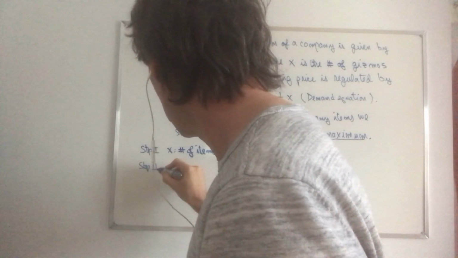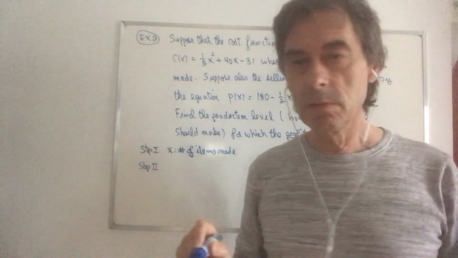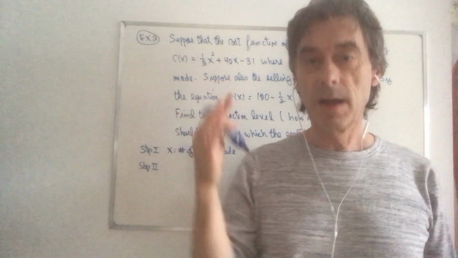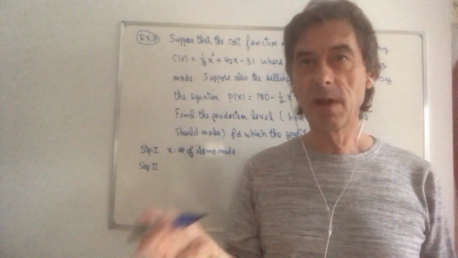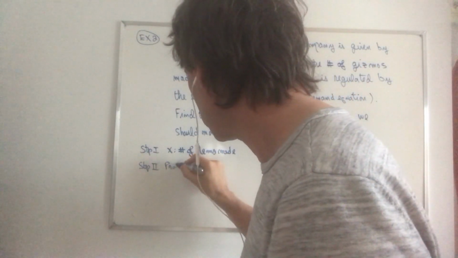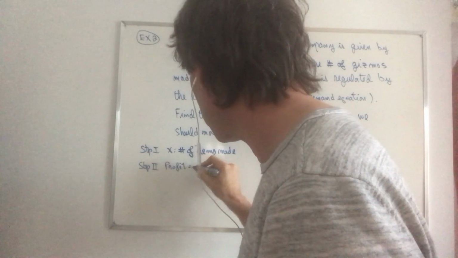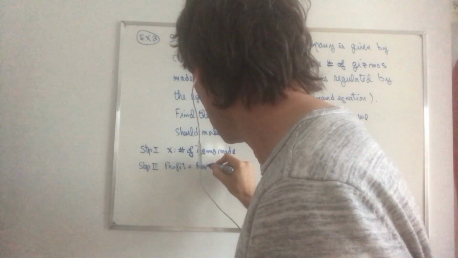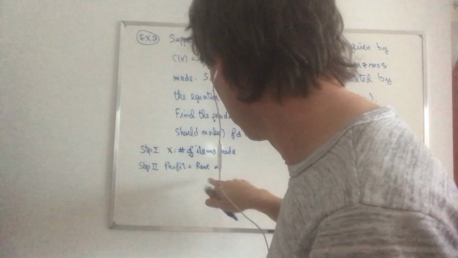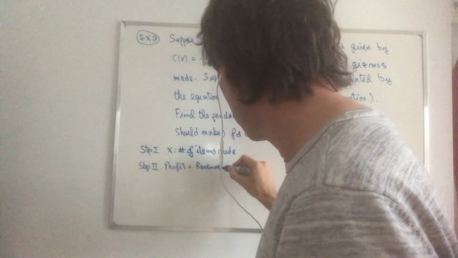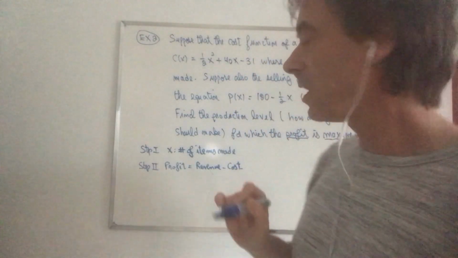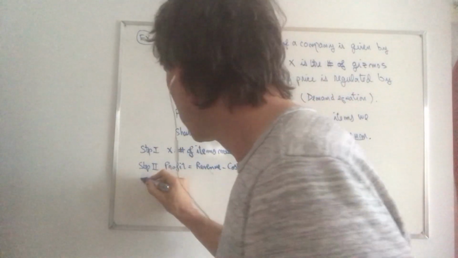Step 2. What is it that I am trying to minimize or maximize? Well, I'm trying to maximize my profit. Aha! Now, do you remember profit from marginal analysis? Profit is always given by revenue, not revenue, revenue minus cost. Okay, let's leave it like that for now. Okay, step 3.